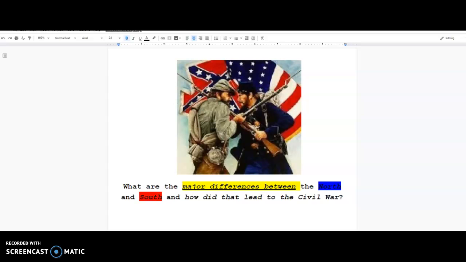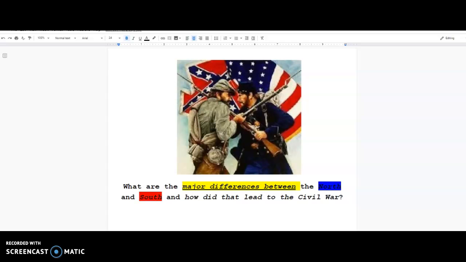Looking at the question itself and the color coding that's been done to the question, you know that you're looking at two parts, one that's the North and one that is the South. And you're going to focus on not the similarities, but the major differences. As you go through the different lessons of this unit, I strongly recommend you start taking down notes of what you notice are some of those differences.